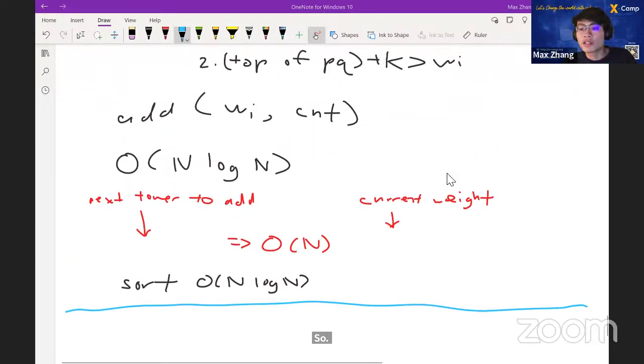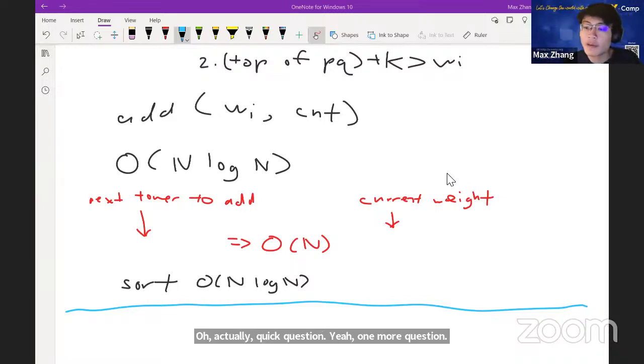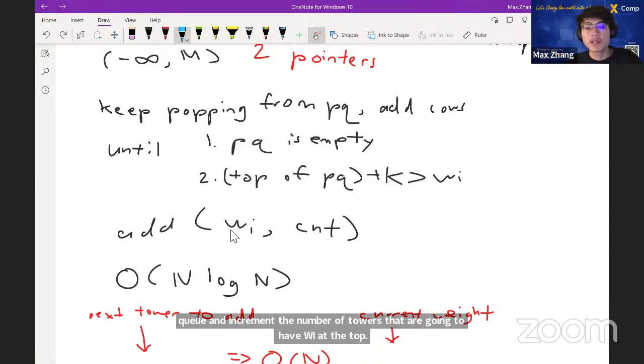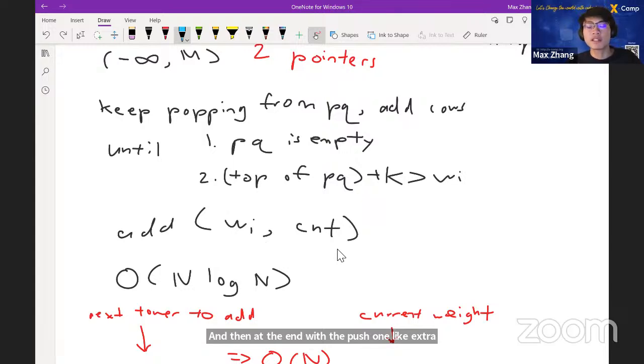Actually, a quick question, one more question that someone sent me. How do I add as well as pop in the priority queue? The idea is that this is a two-step procedure. When I'm processing a wait, I'm going to continually pop from the priority queue, and increment the number of towers that are going to have WI at the top. And then at the end, I'm going to push one extra pair of WI, number of towers I have, into the priority queue.